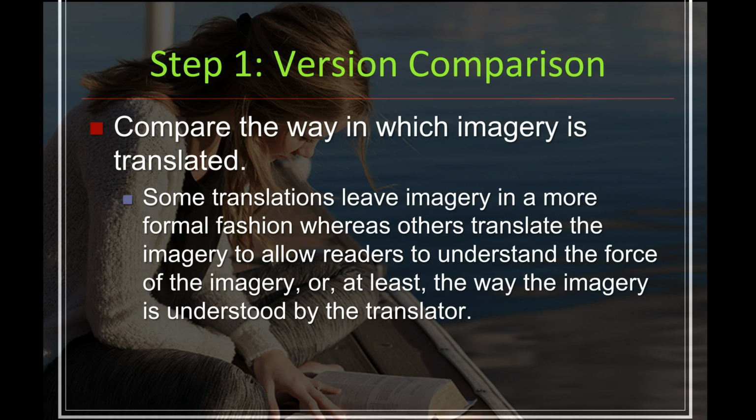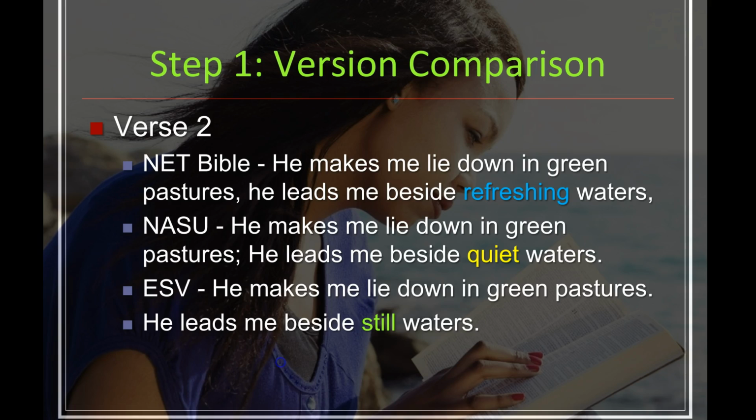Our next step is to compare the way in which imagery is translated. Some translations leave imagery in a more formal fashion, whereas others translate the imagery to allow readers to understand the force of the imagery, or at least the way the imagery is understood by the translator. If we look again at verse 2, the NASU and the ESV translate quiet waters and still waters respectively, where the NET translates refreshing waters.